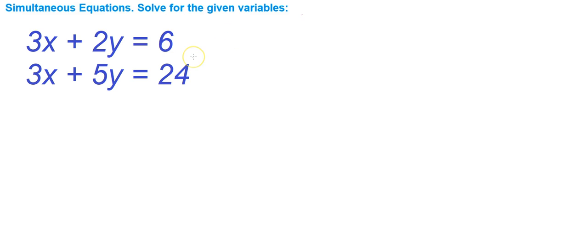Next thing to do, once we figure out if it's a tricky problem or not, and I've already said that's quite a basic problem, is to label each of these equations. So the top one I'll call equation 1, bottom one I'll call equation 2. And essentially what we do here is we take the second equation away from the first. So it's equation 1 minus equation 2.